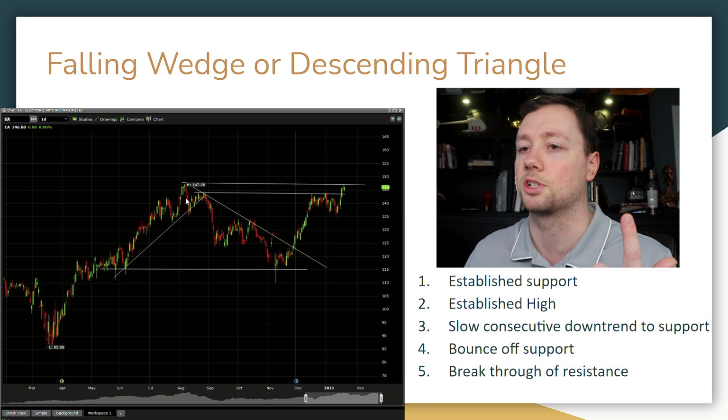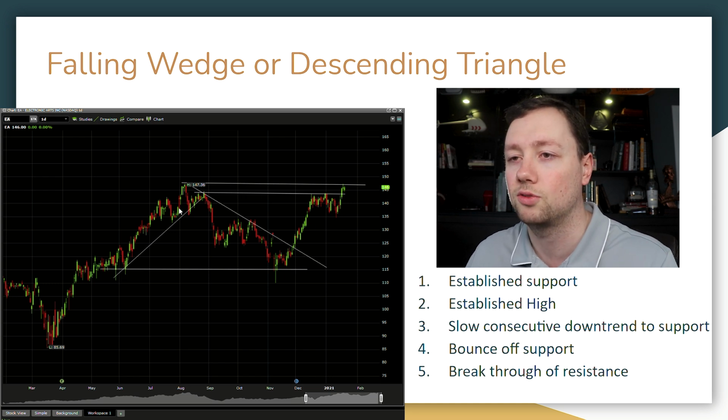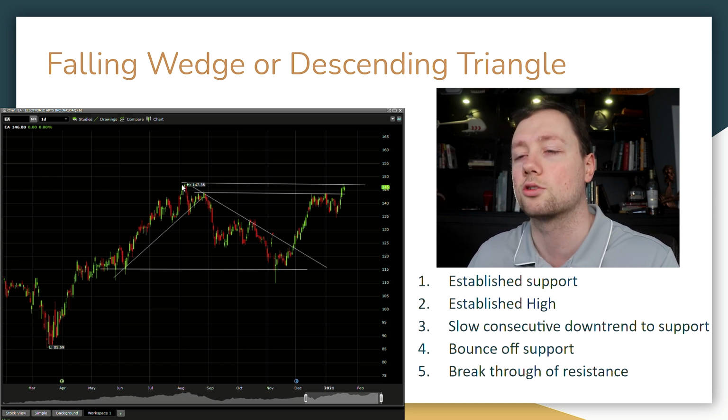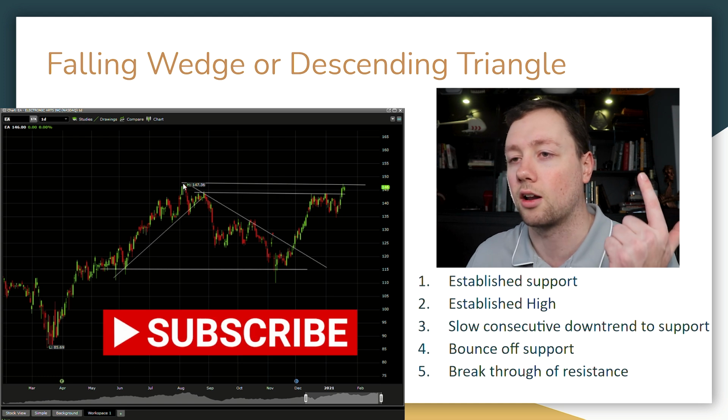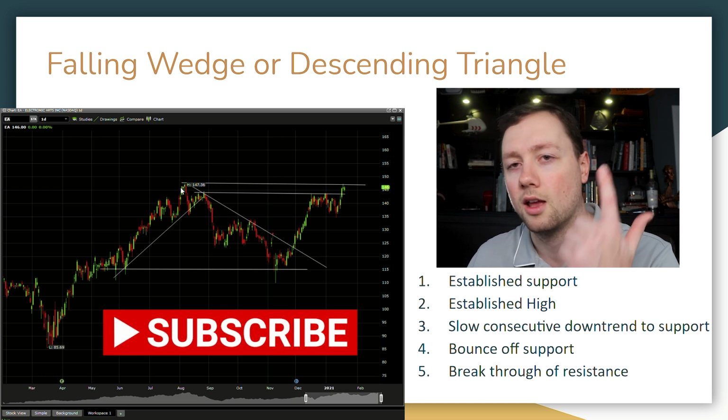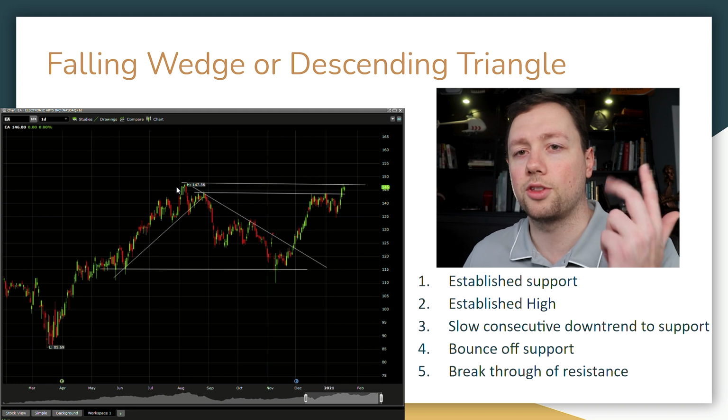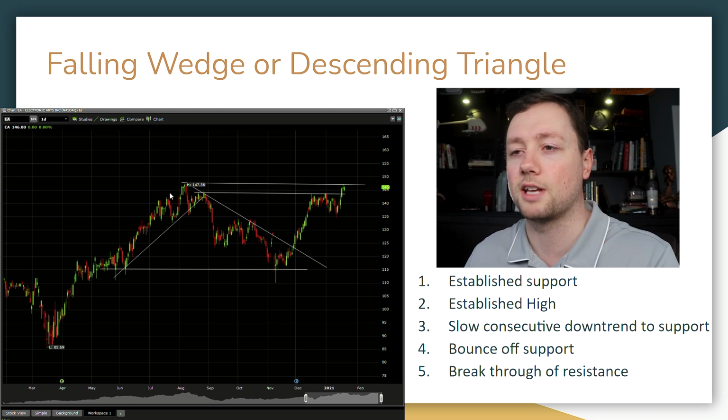Check 2 is established high. The price ran from 115 all the way to a high of around $147 here, and then it got a hard rejection at 147. Now we have an established high. The third thing we need for this pattern is a slow consecutive downtrend back to that same level of support.